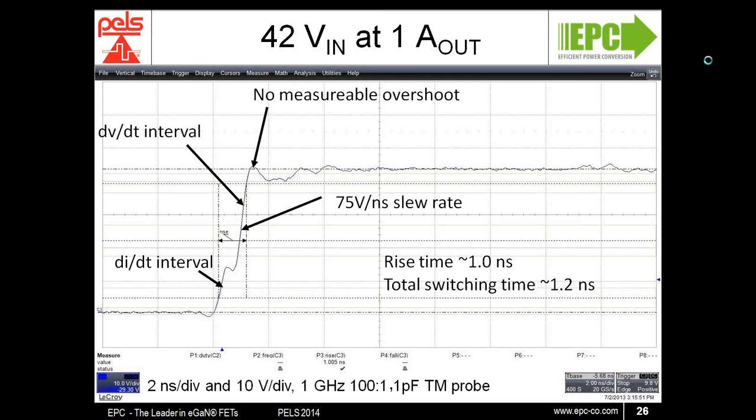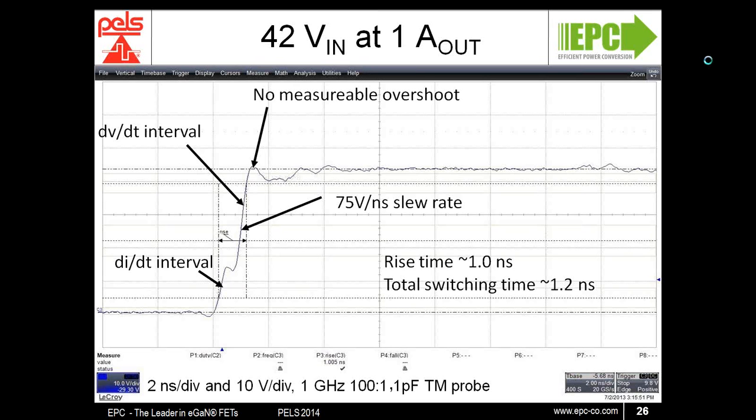If we look at the efficiency, we can see that at 40 volt to 20 volt, at about a 2 to 1 ratio at 10 megahertz, we are again able to achieve almost 90% efficiency. However, interestingly enough, the total power loss at light load is around 2 watts.